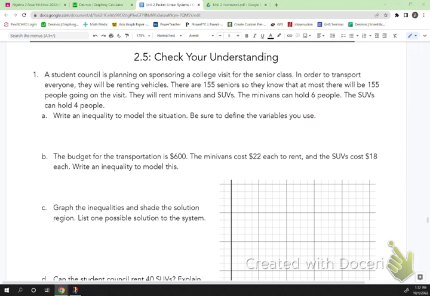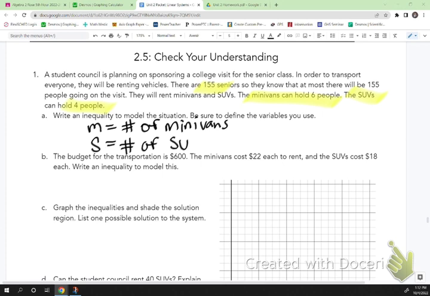We need to write an inequality for this first piece of information. 6 people in minivans, 4 people in SUVs. So first, I'm just going to let M be the number of minivans, so I'm going to define my variables. I'm going to let S be the number of SUVs. Is that okay? We use C for cupcakes, M for muffins. We have to define our variables, and now we're going to write an inequality, and it's going to be in standard form.